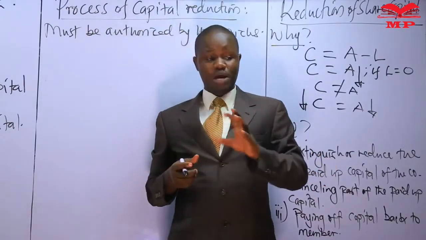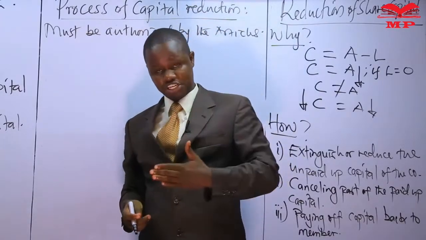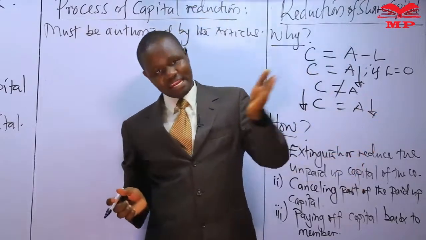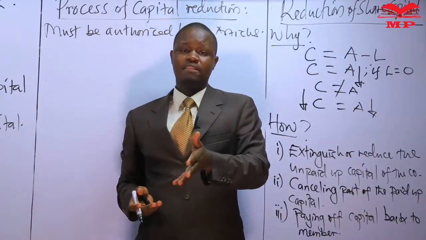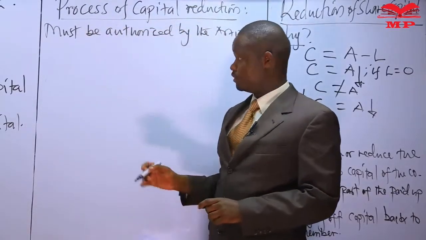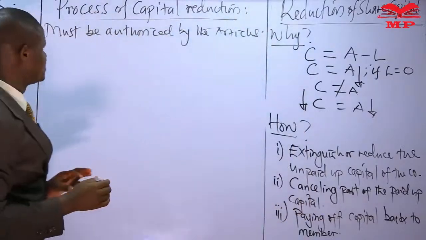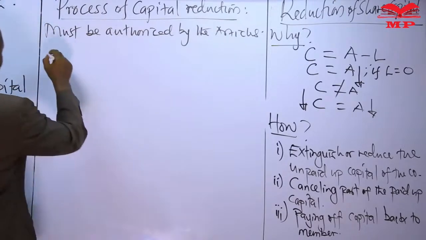So in a case where we have a company whose Articles do not allow it, and the company wishes to reduce capital, they would have to take a further step where they amend the Articles first to allow them to reduce their capital. Then they would begin the process of reduction of capital. Once we have secured the permission of the Articles, the company will convene a meeting of members to approve the reduction.